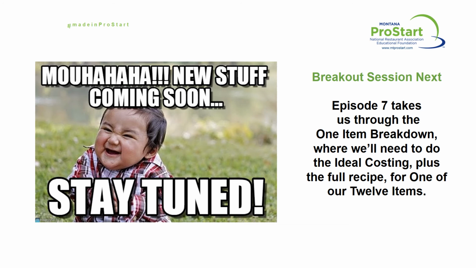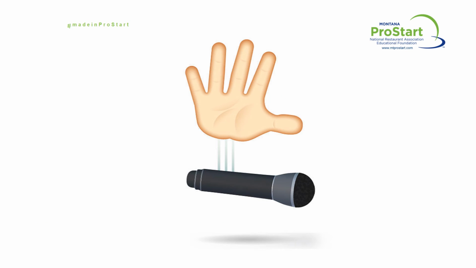Let us know if you have any questions. It's one of the most important ones, along with the next one. In the next one, we are going to have to do an ideal cost on one of our items, but we don't have to do it on all 12, thankfully. So that's the Management Team Tag-Along Series sample menu. Mic drop. Video out.